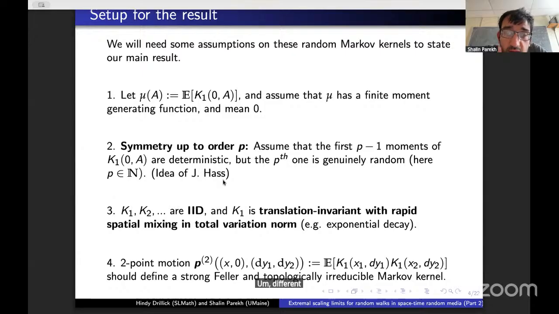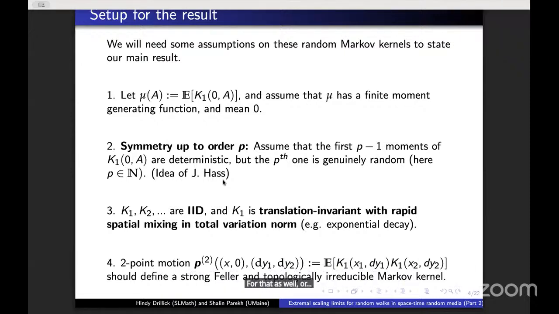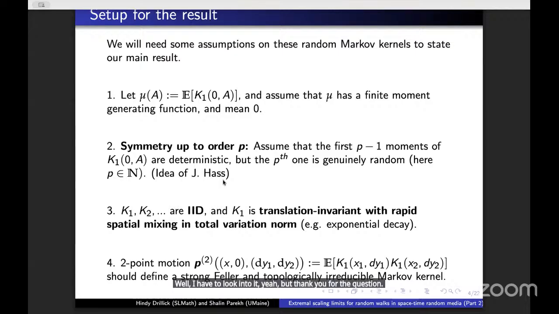Different color. I'm not sure. Which observable would you like to study that would be interesting? Would there be some kind of quenched probability density for that as well? Yeah, I would imagine so, but I cannot be very precise. I have to look into it. Yeah, but thank you for the question. Okay, thank you.